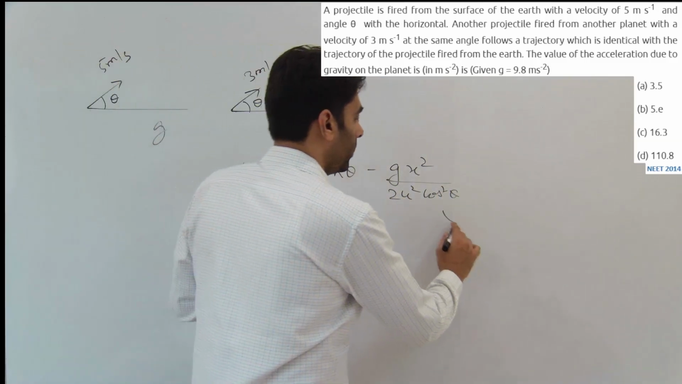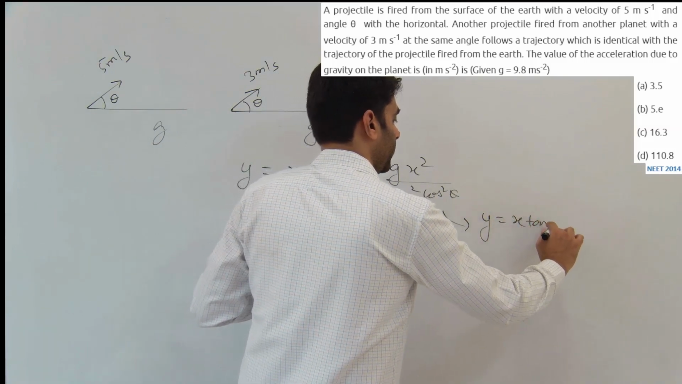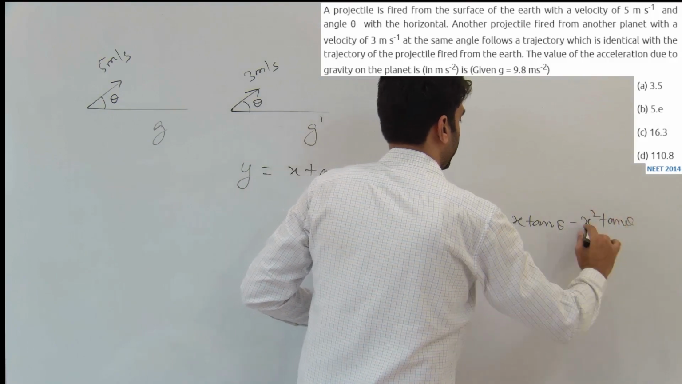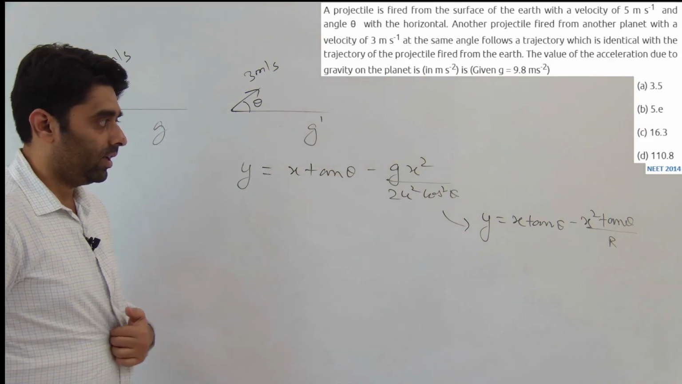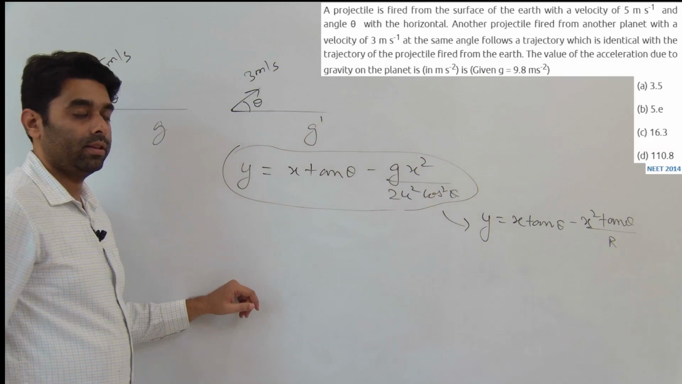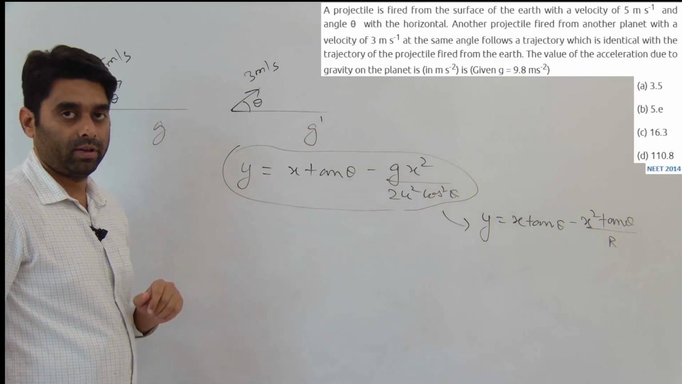One more form, many a times this is also helpful. y is equal to x tan theta minus x square tan theta by r. Many a times this is also required. Both are same. We can rearrange them. But over here, let us see this. We will need it in this. So both of their trajectories are same. That means the trajectory equation will be same.